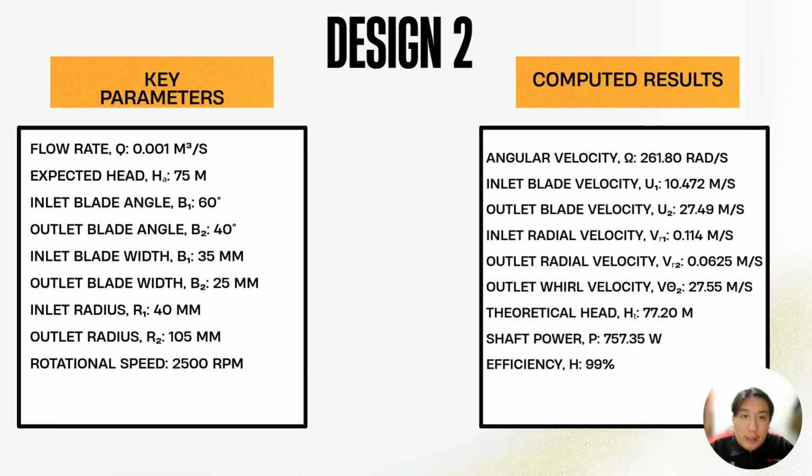Okay, for the computed results, first is the angular velocity, which is 261.80 radian per second. Inlet blade velocity is 10.472 meter per second. Outlet blade velocity is 27.49 meter per second. Inlet radial velocity is 0.114 meter per second. Outlet radial velocity is 0.0625 meter per second. Outlet whirl velocity is 37.55 meter per second. The theoretical head is 77.20. The shaft power is 757.35. And lastly, the efficiency is 99%.